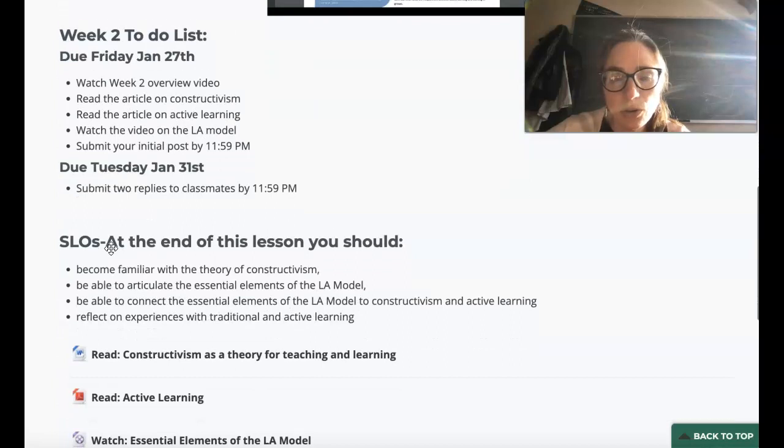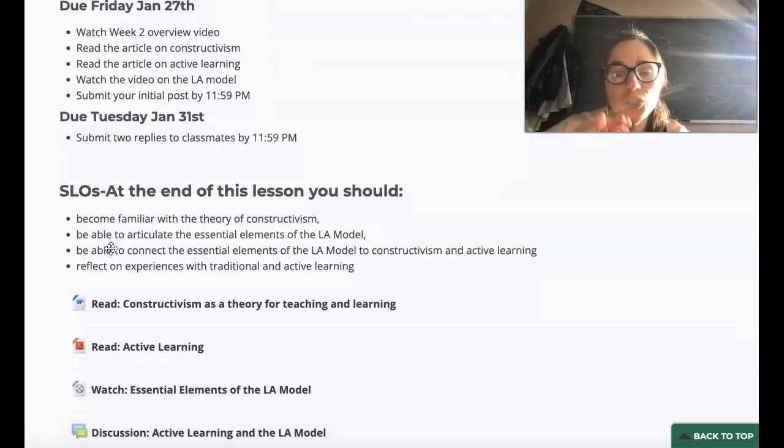The student learning goals. At the end of this lesson, you should become familiar with the theory of constructivism, be able to articulate the essential elements of the LA model, be able to connect the essential elements of the LA model to constructivism and active learning, and then reflect on experiences with both traditional and active learning.